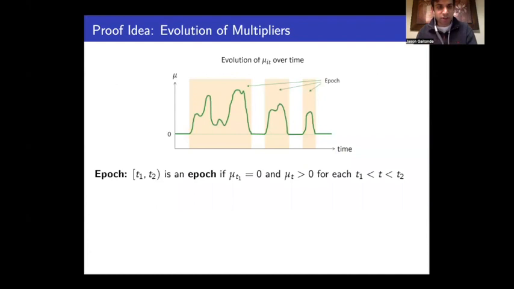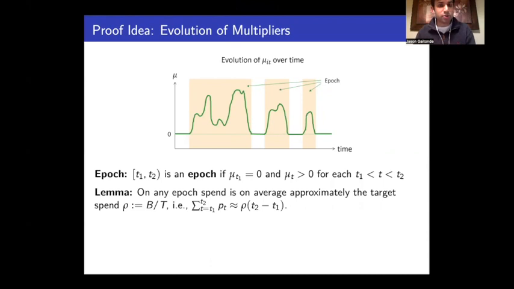So just to give a very, very brief glimpse of what the proof looks like, the key idea is that we're going to track the evolution of these pacing multipliers over time. In this figure, remember the pacing multipliers go from 0 to infinity. So pretend we have plotted the evolution of the mu's over time. Let's call an epoch an interval t1 through t2, if the pacing multiplier is equal to 0 at the start of the epoch, and strictly positive for every other number in this interval. So we've drawn in this highlighting the epochs in this evolution of mu's.